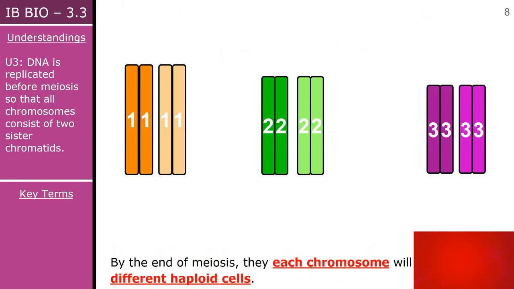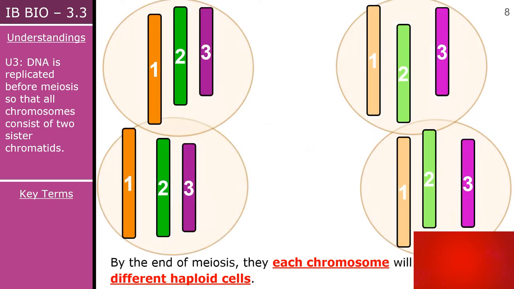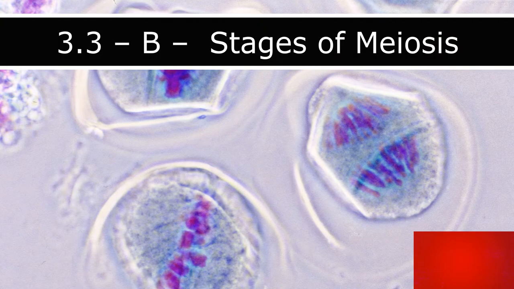Okay. So by the end of meiosis, each chromosome is going to separate into these 4 different haploid cells, and it's going to be random how these end up. So this is how we end up with more genetic diversity in the ending animal.